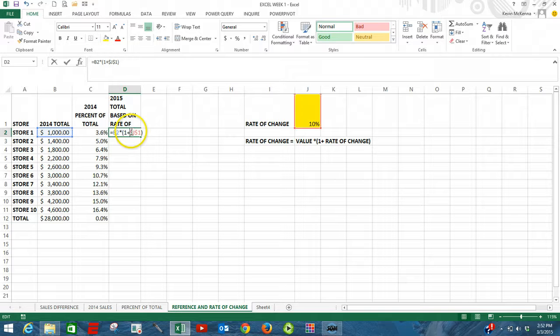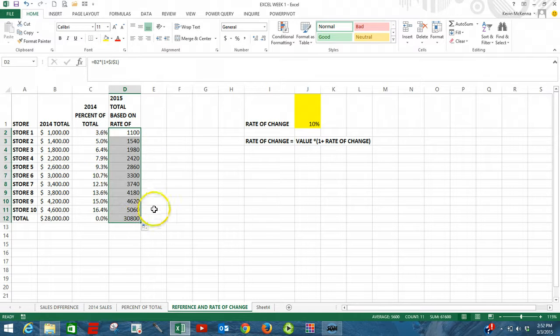If we double left click, we can see 1,000 multiplied by 1 plus the value right here. Let's drag that down. While it's still highlighted, let's make it accounting format.